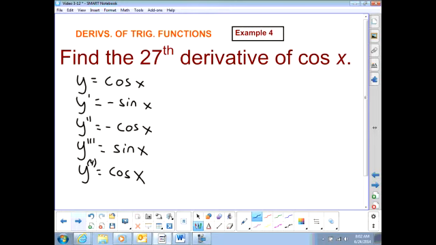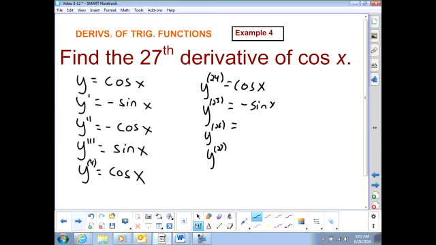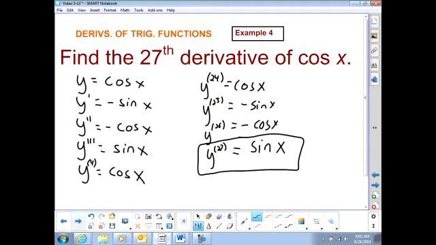So notice it's a cycle of 4. So every multiple of 4 then would return to cos x. That means that our 24th derivative must be cos x, because it's a multiple of 4. That means that our 25th derivative must be -sine x. Our 26th derivative must be a -cos x. And making the derivative we want, our 27th derivative, a +sine x.